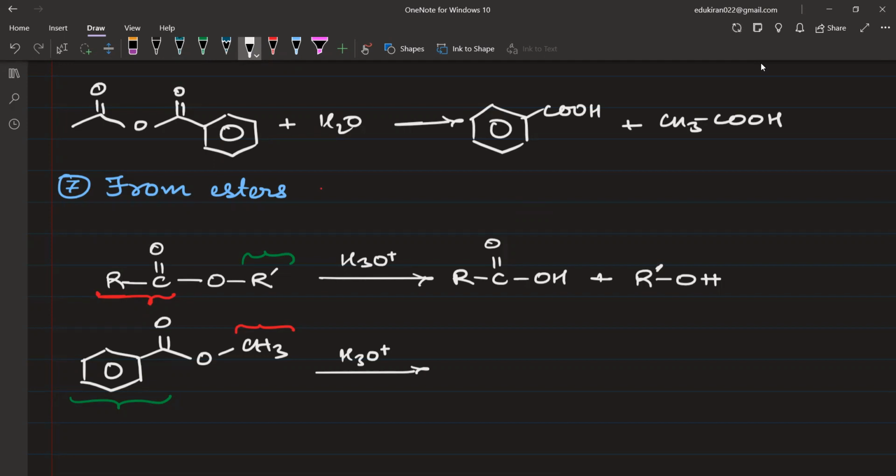Now see here. Carboxylic acid will be made by that fragment which is having the carbonyl carbon. So which fragment is having the carbonyl carbon? The green one, right? Carbonyl carbon is coming near the green one, right? So please write C double bond O and you will have OH, plus CH3OH.